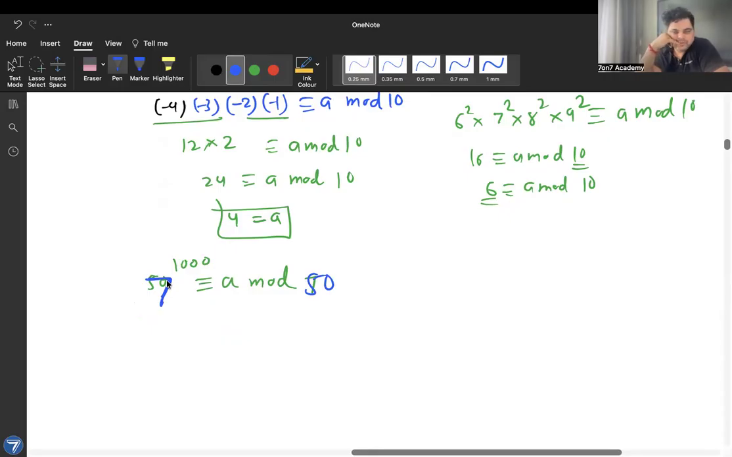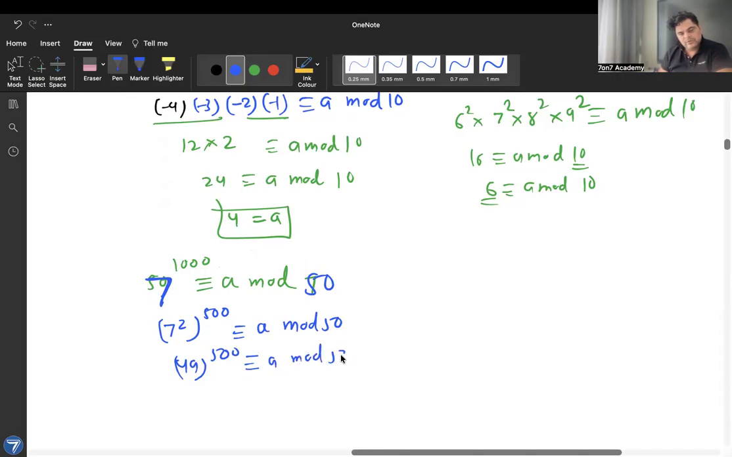Can anyone tell me what is the value of a? Dhruv, will you get it? 7 to the power of 1,000 is congruent to a mod 50. So I can write 7 raised to 2 raised to 500 congruent to a mod 50. It's 1, it's 1 only. And then 7 to the 49 raised to 500 is congruent to a mod 50. So this will be (-1) raised to 500 congruent to a mod 50. Agree?